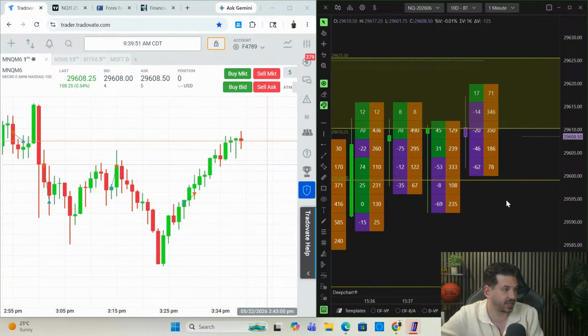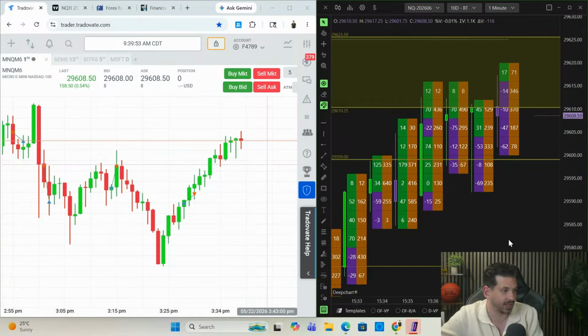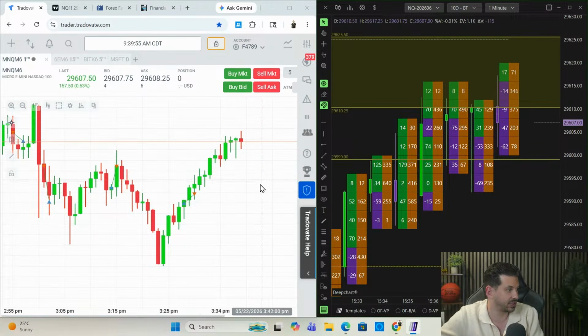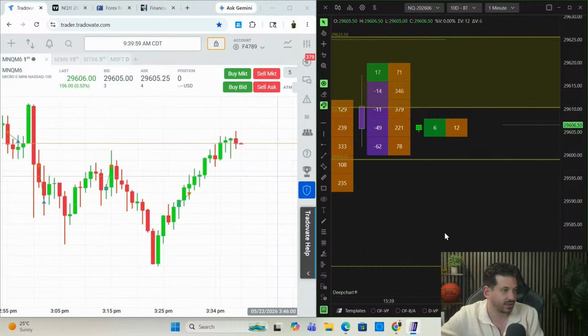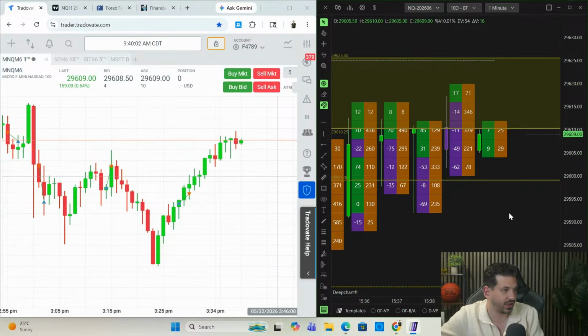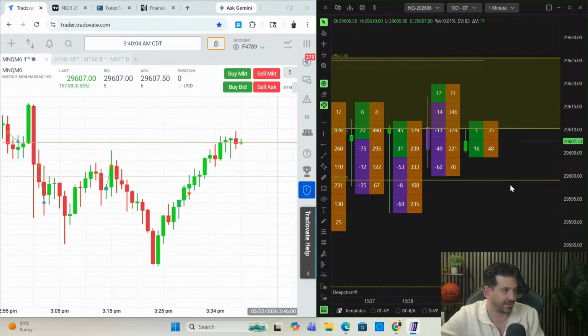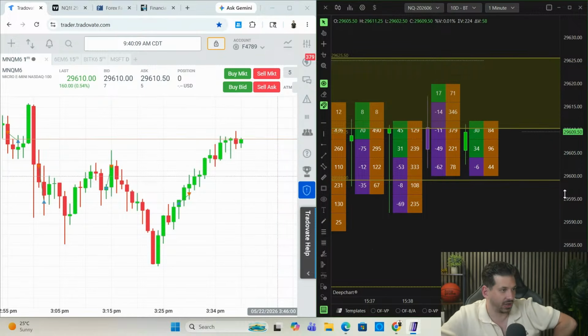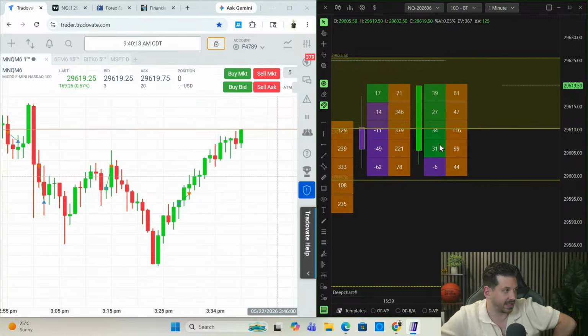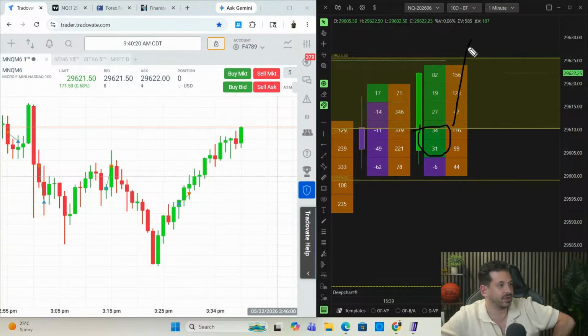I wouldn't put it past them to at least give a bit more of a pullback, maybe back down to here somewhere, because buyers are just not coming in strong enough to really get this market up. They need to add more volume, and there's a bit of volume from the buyers being added now. There it is, and you see the moment they added it right here, you saw bigger buy volume come in. The candle was able to really push up.